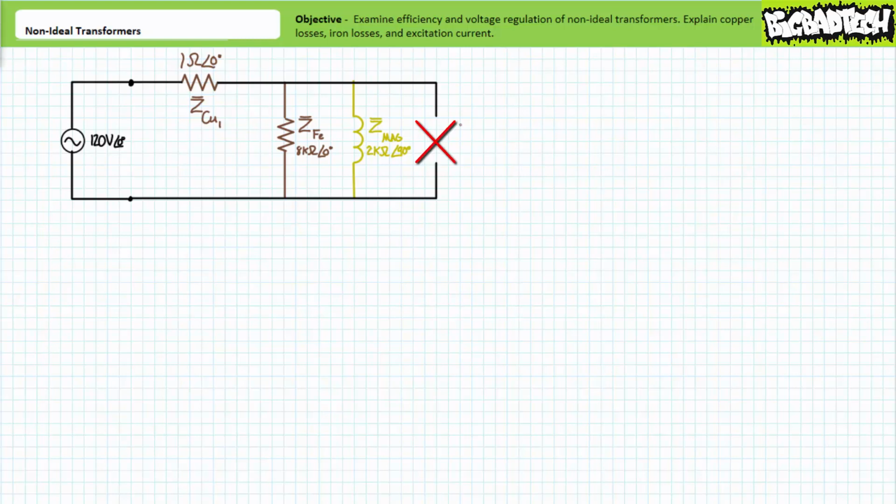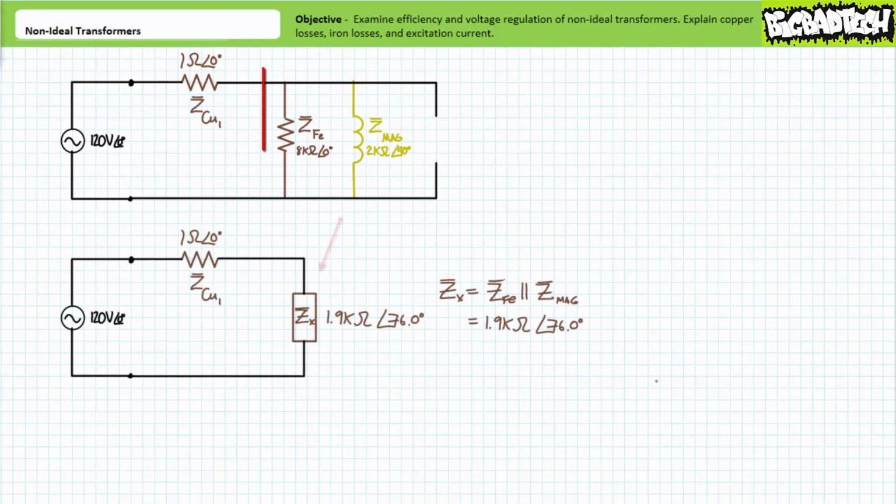When no current is flowing in the secondary winding, the reflected impedance path is infinite. However, leakage paths in the primary continue to draw current. The parallel combination of the resistor accounting for iron losses associated with eddy currents and the inductor accounting for both magnetizing current and hysteresis has a combined impedance of roughly 1.9 kiloohms at an angle of 76 degrees.